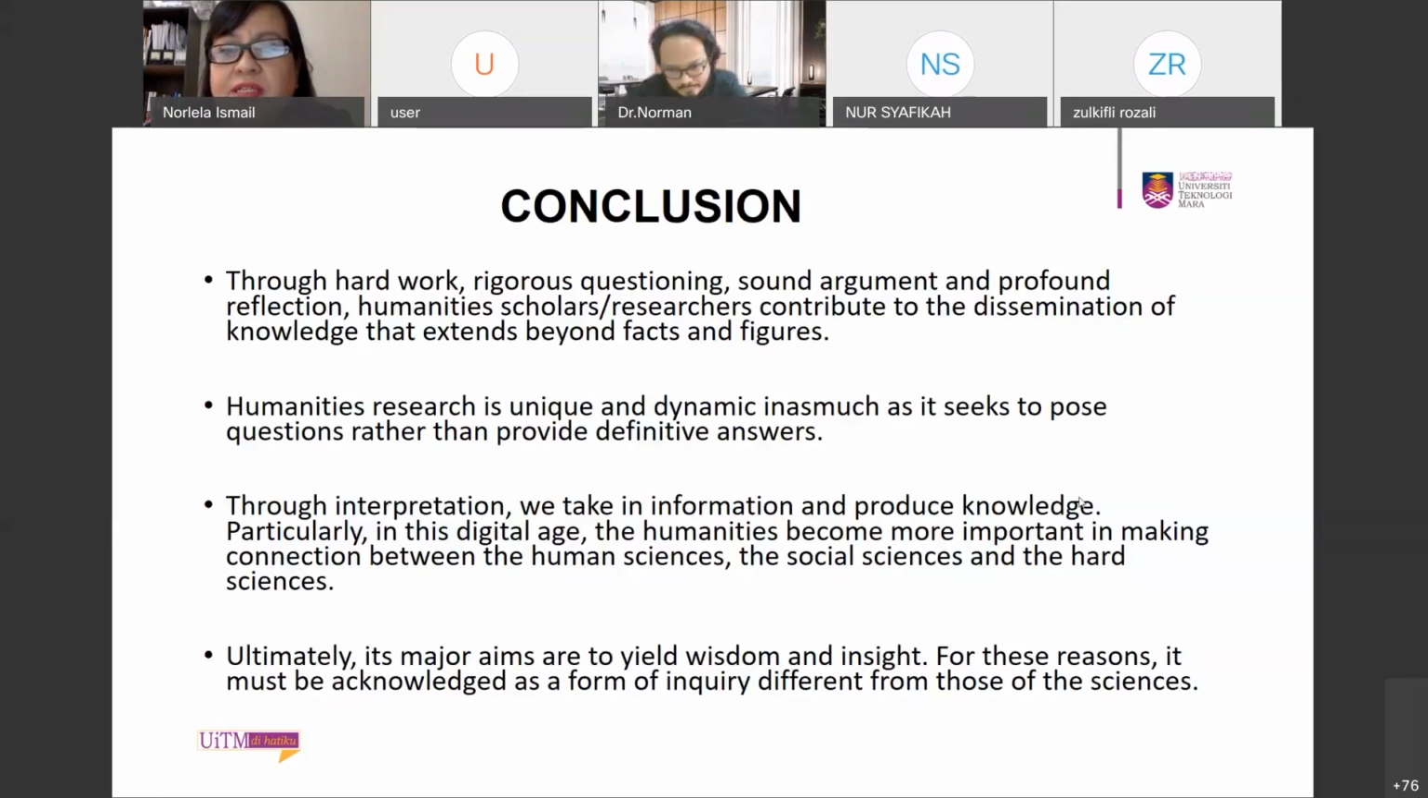Okay, there's one here in the chat box. Dr. Norman, I can read out for you. From Ahmad Nazri: I'm curious to know, does this field of study get funding like hard sciences?